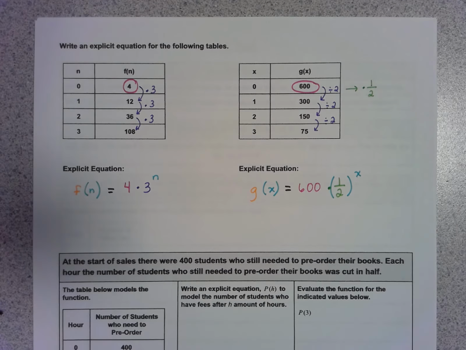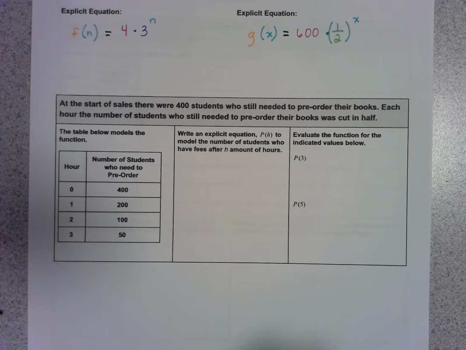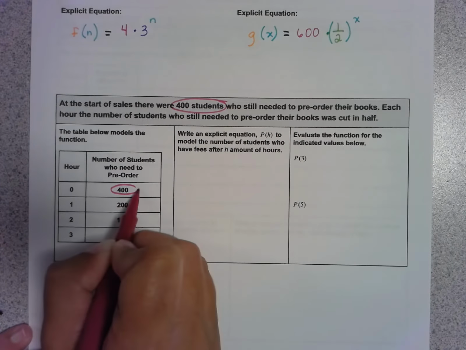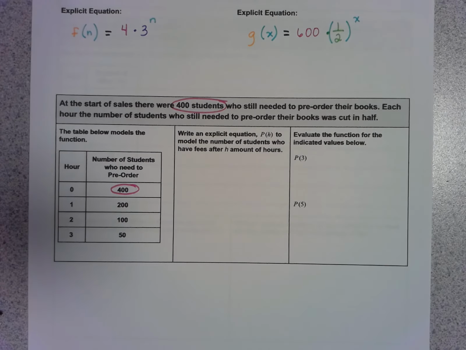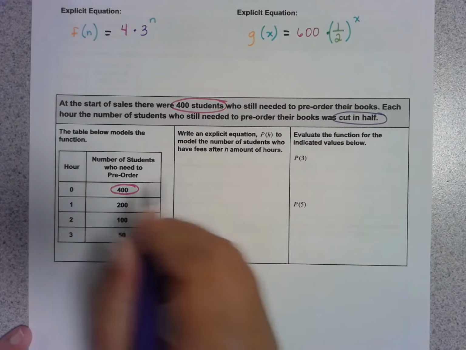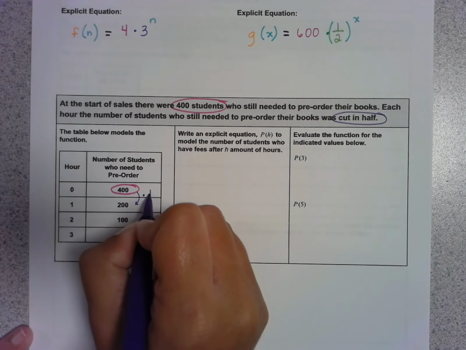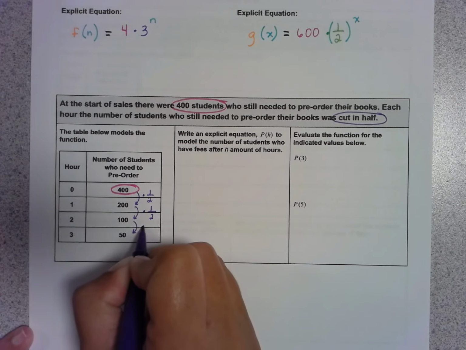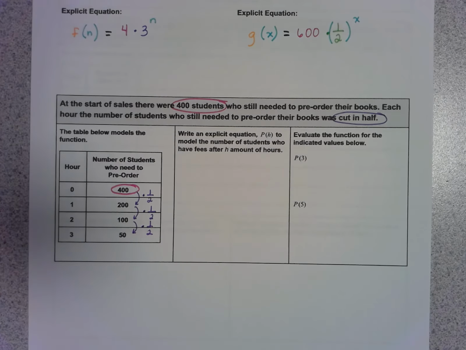Again, we can apply this in a modeling situation. So at the start of sales, there were 400 students who still needed to pre-order their books. Each hour, the number of students who still needed to pre-order was cut in half. Now we can see a couple important pieces of information here. There were 400 students at the start, and we can see that 400 in the table here. Each hour, the number of students was cut in half, and we can see that pattern because this is times 1/2, times 1/2, times 1/2.